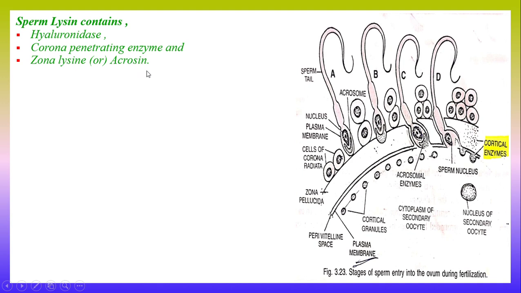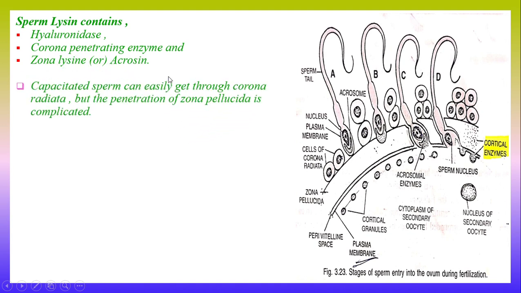These are the content of the sperm lysin secreted from the acrosome. Okay, now look, capacitated sperm. Because we have already said that the cover around the acrosome has been removed. So that is, a capacitated sperm can easily get through the corona radiata, but the penetration of the zona pellucida is complicated. Understand this well.